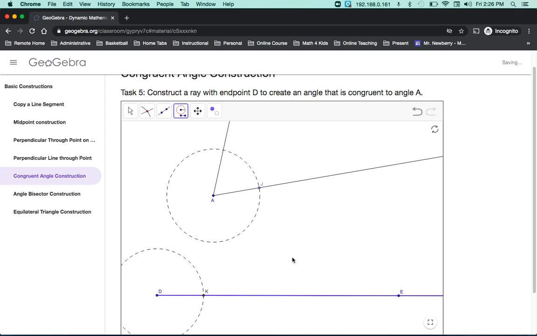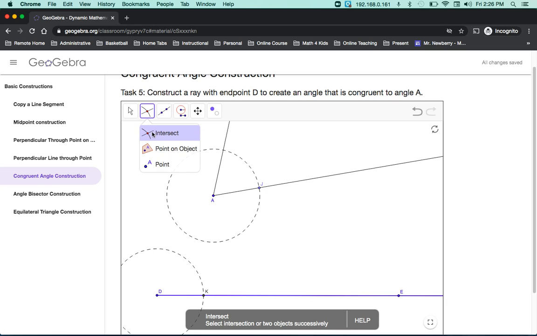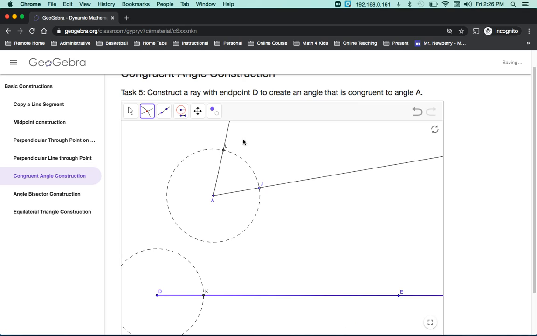So I've got these both here now, right? And the reason I need that is because I need to know this intersection point up here. So I've got my intersect selected again. I need that intersection point, because I'm going to need to figure out the compass length from J to L and then bring that back down here to get the same thing.